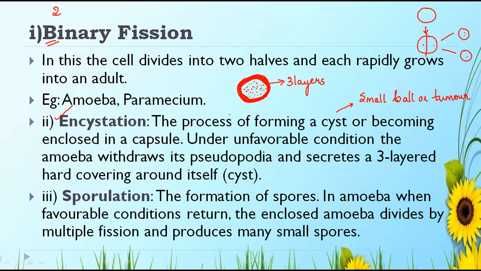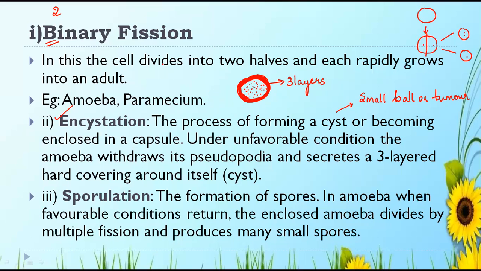You remember we were discussing dormancy, where seed dormancy takes place. What happens there? They form one hard covering around themselves under unfavorable conditions. And when favorable conditions come, the hard covering breaks and the seed can germinate. The same thing takes place over here as well.